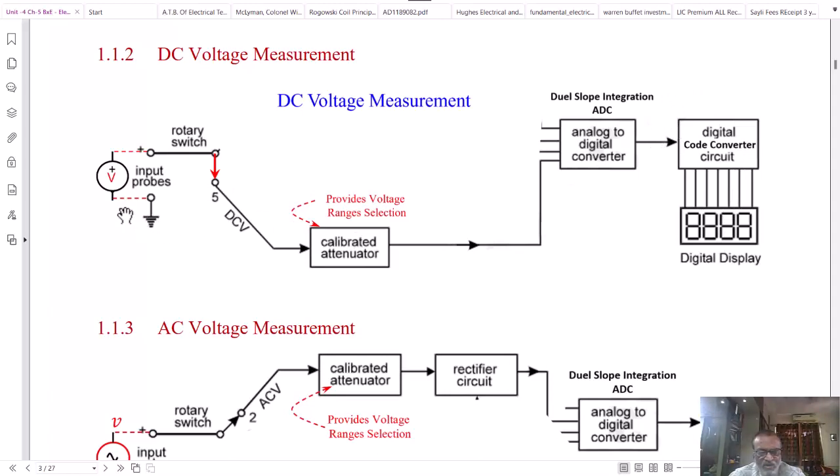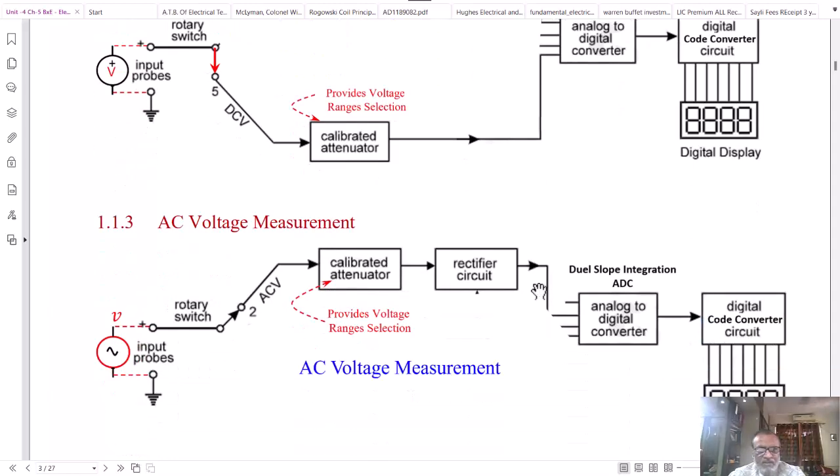So for 0 input, the calibrated attenuator output is 0, the ADC output is 0 and the display will display 0 voltage. When the input voltage is maximum, say 200 volt, then the calibrated attenuator output will be maximum, 5 volt. The A to D converter output also goes to the maximum value, that is all bits of the output are 1, and when it is displayed, the display will show the maximum displayable value, that is 200.0, that is 200 volt.